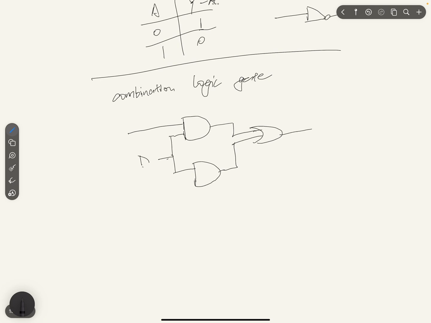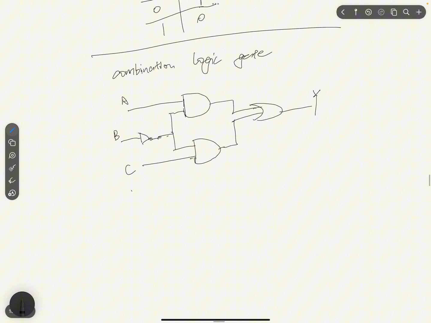There's a NOR gate here. Then C. So let's say we have this is A, it's B, C, Y. Now we need to get the expression for Y. What will be Y equal to?